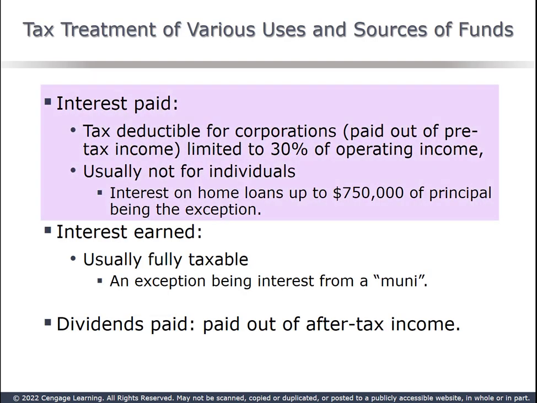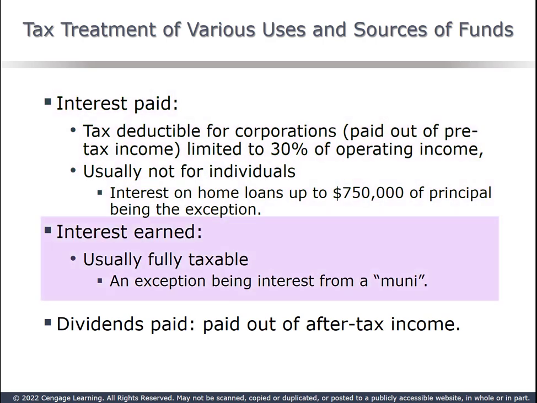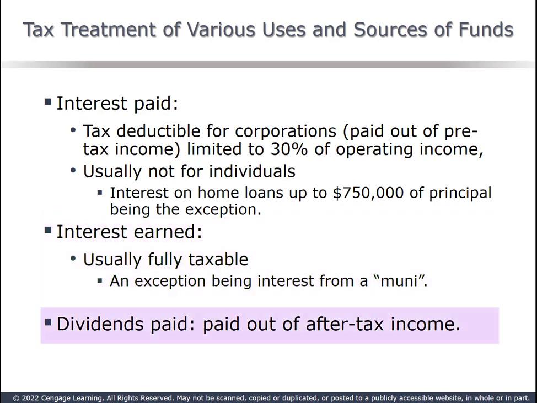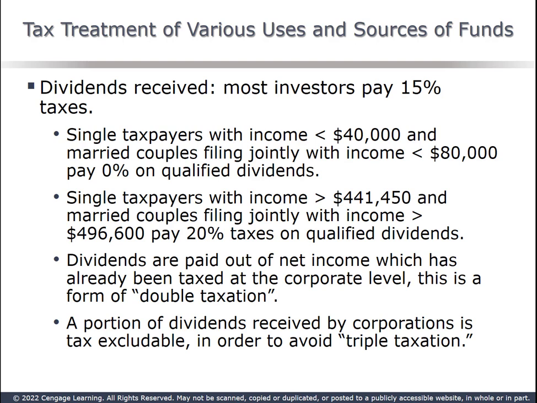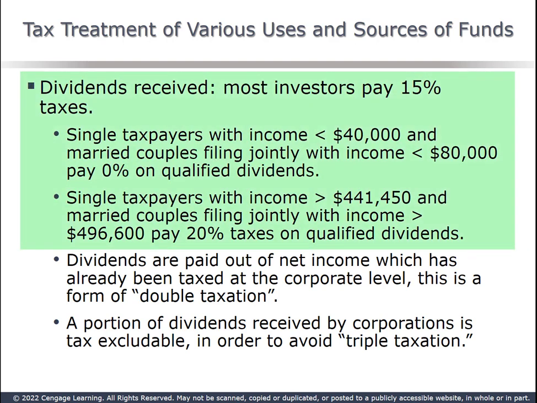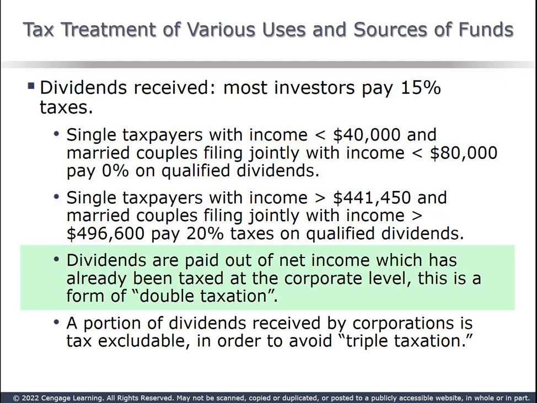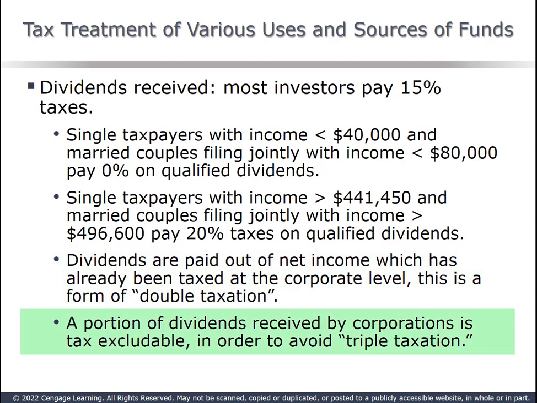For corporations, interest paid is tax deductible, as we've seen on the income statement. For individuals, interest earned, except on municipal bonds, is fully taxable. Dividends paid are not tax deductible for the paying firm. They're paid out of after-tax income. Dividends received are generally taxed: in the 10 to 15% tax brackets, 0; middle brackets, 15%; highest tax brackets, 20%. Dividends are double taxed. First, they're taxed at the corporate level, and then they're taxed at the individual level. If a firm owns a non-controlling interest stock in another firm, dividends on that stock may be tax exempt.